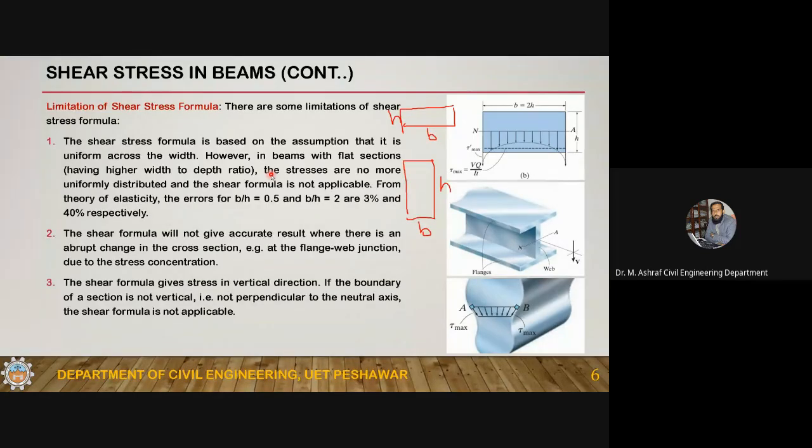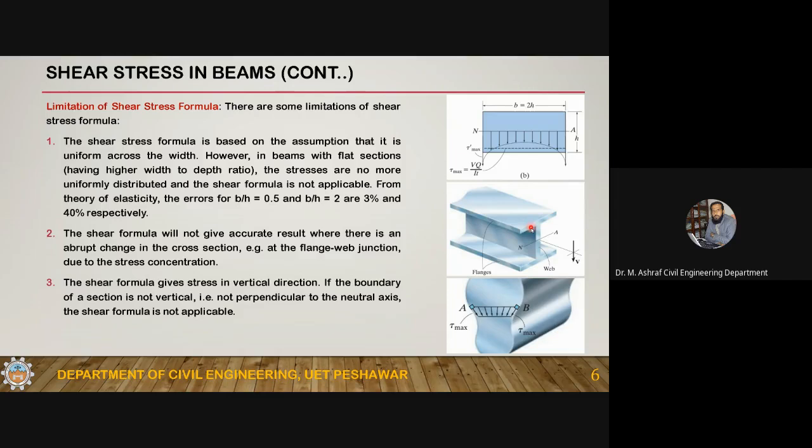This is one thing. Next, the shear formula will not give accurate results where there is an abrupt change in the cross section at the flange-web junction, due to stress concentration. You have this case: you can calculate shear stress in the flange, you can calculate shear stress in the web, and there will be an abrupt change.